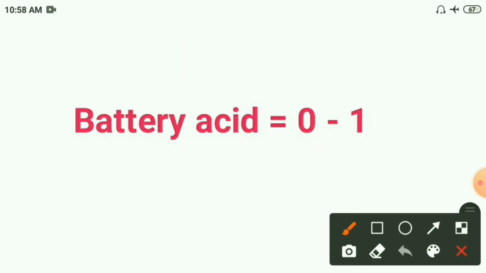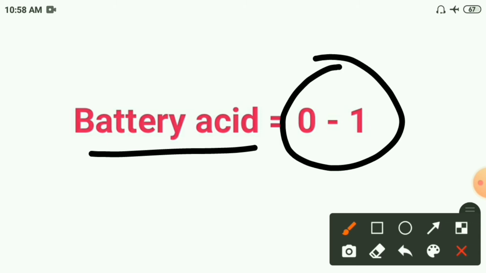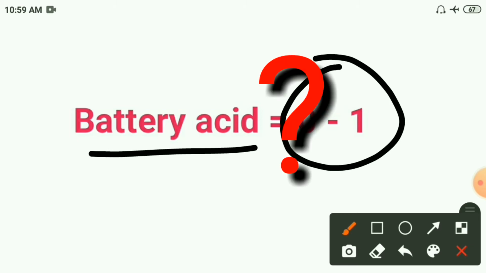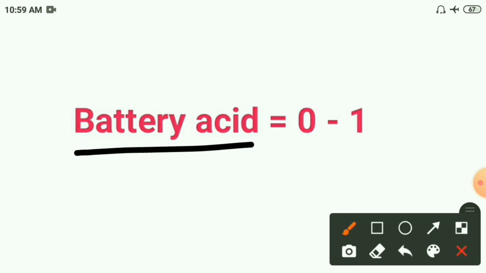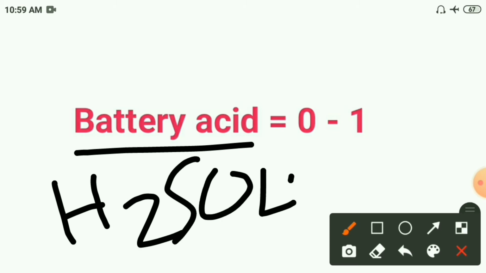Now we can see the different pH values of different solutions. Firstly, battery acid. It has a pH value between 0 and 1, which means it is a strong acid. I think you may have a doubt about what battery acid is. We use sulfuric acid in car batteries, and that is called battery acid. The formula for sulfuric acid is H2SO4.